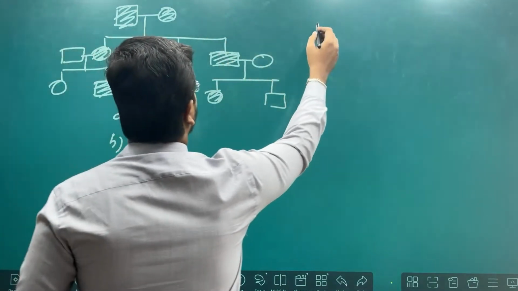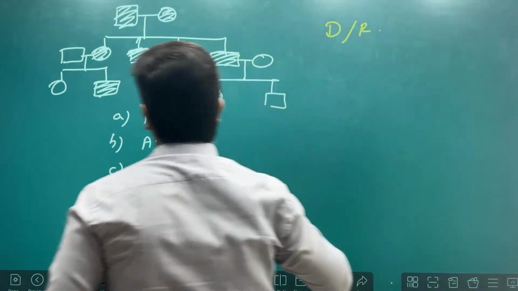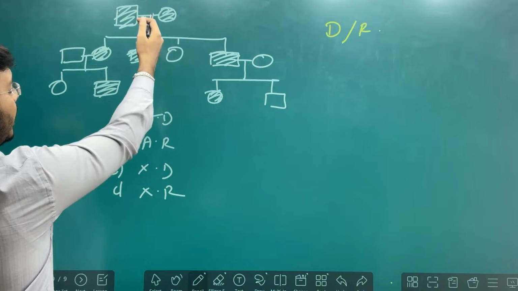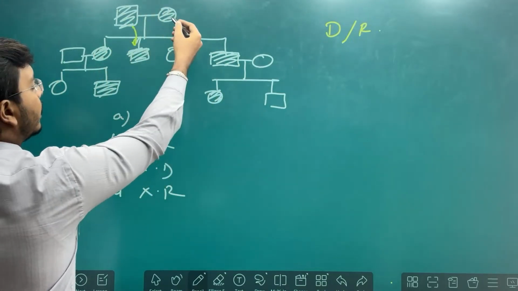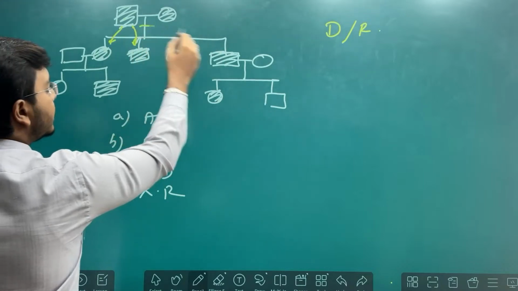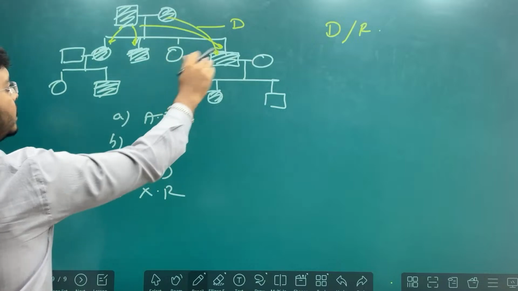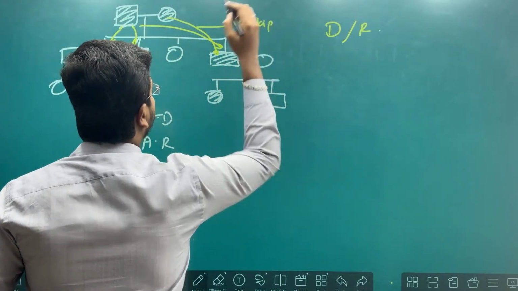First, what we have to do is find whether it is dominant or recessive. Dominant means the father and mother both are affected, and the disease has been transferred to the offspring. That means this is dominant as of now. There is no skipping of disease.